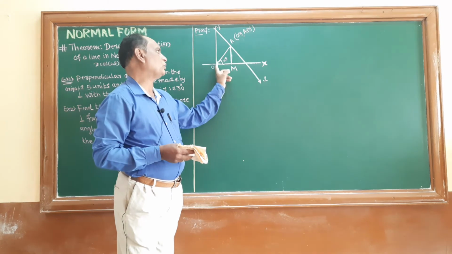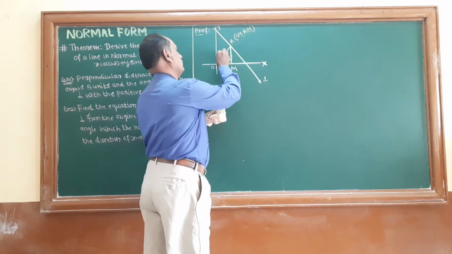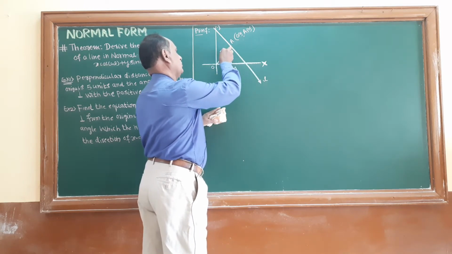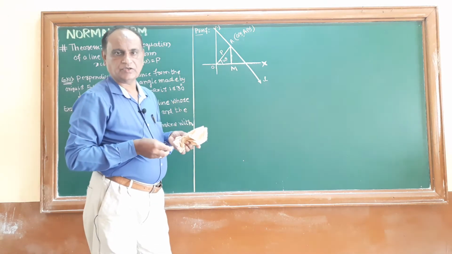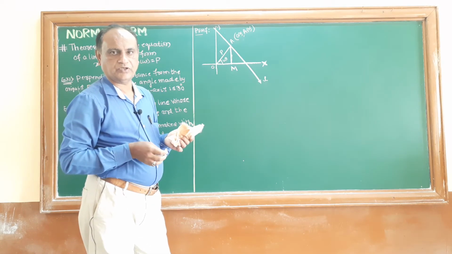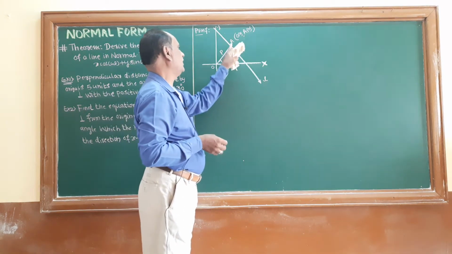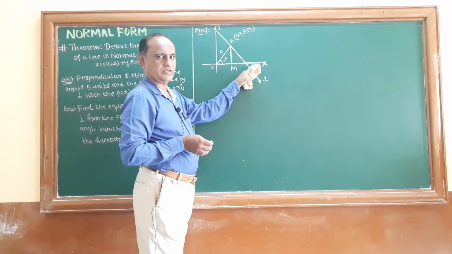So draw OA perpendicular to the line L. Suppose OA is equal to p, where p is the perpendicular distance from the origin. Okay, then next again you have to draw AM perpendicular to the x-axis.